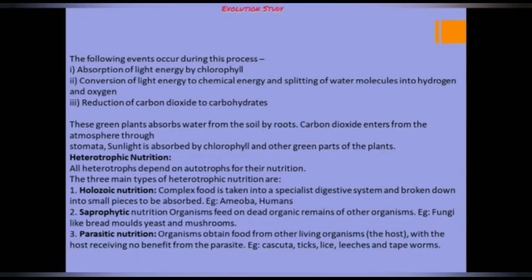Now, what is saprophytic nutrition? Organisms that feed on dead organic remains of other organisms, example fungi like bread molds, yeast and mushrooms. Now, what is parasitic nutrition? Organisms obtain food from other living organisms, the host, with the host receiving no benefit from the parasite. Example, cuscuta, ticks, lice, leeches and tapeworms.